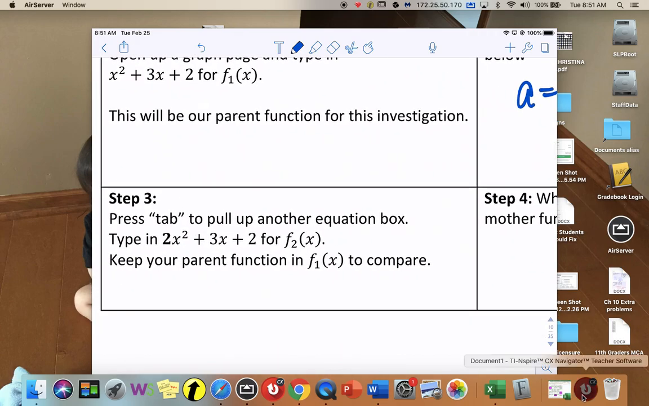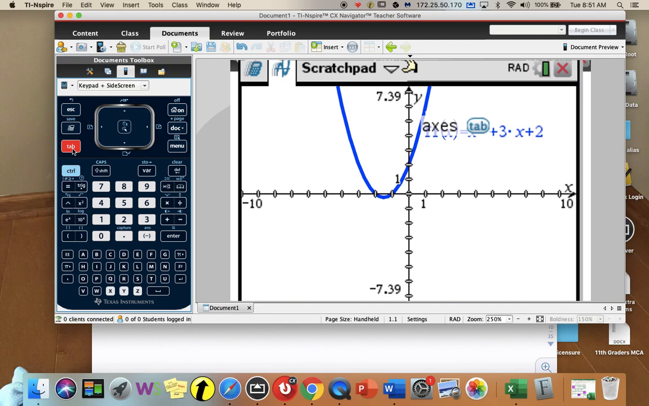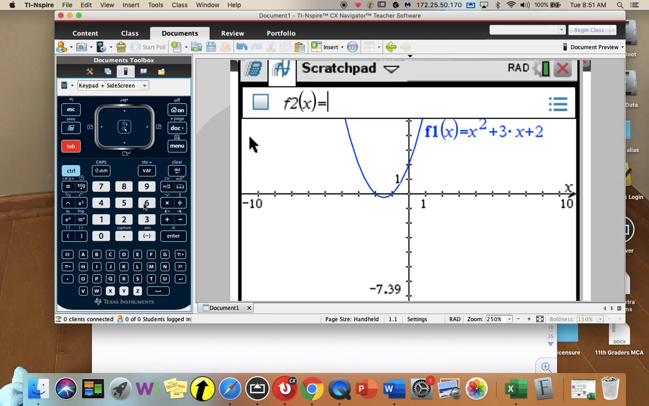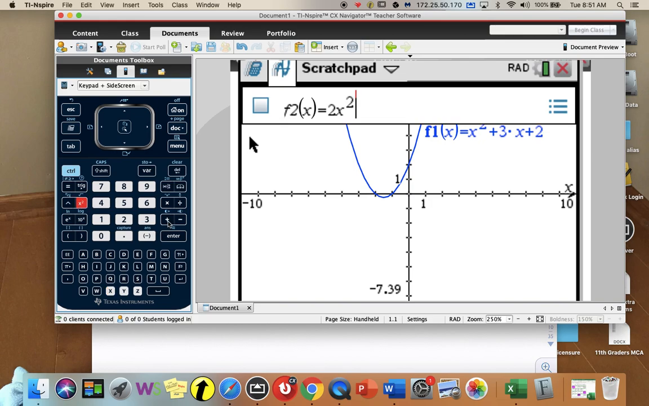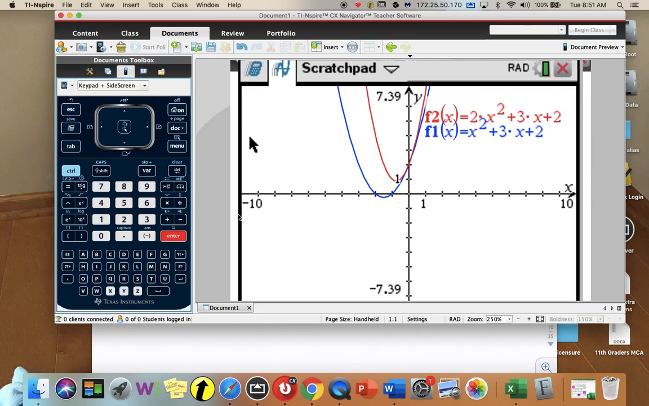So that's the only thing we're changing, so it says press tab to put another equation in, whoops, tab. All right, so we're in the same equation but with the 2. 2x squared plus 3x plus 2. And you can see it's still U-shaped up, and it got skinnier, and it moved.